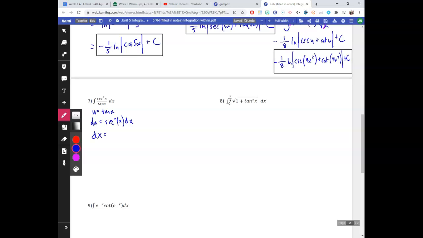So dx is 1 over secant squared of x. I'm going to leave it like that. I know we could change it to cosine squared of x, but I'll leave it like that because that will get that eliminated.